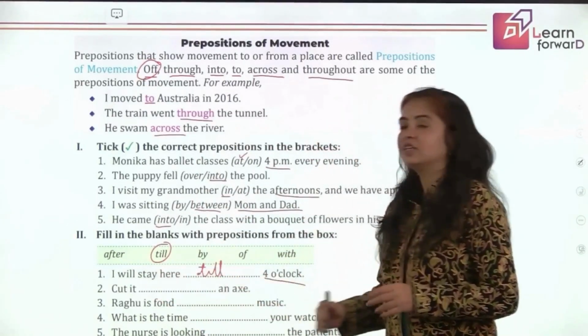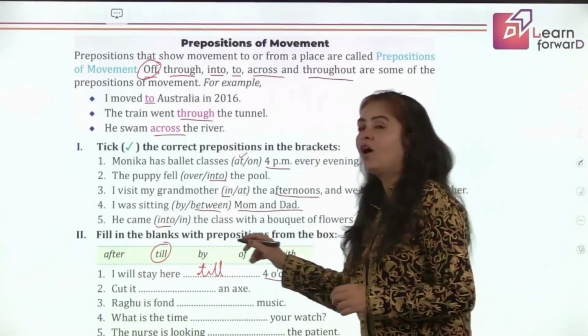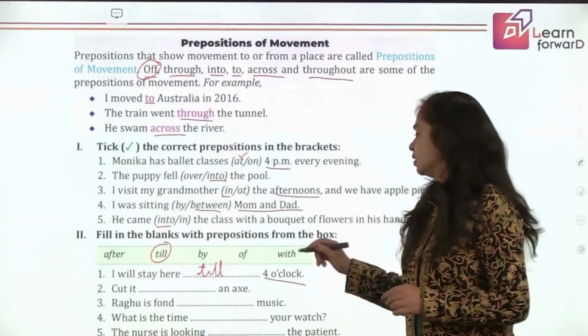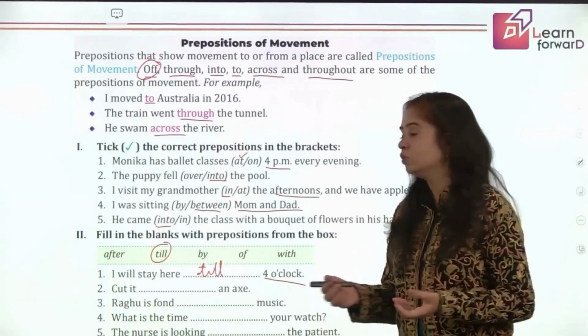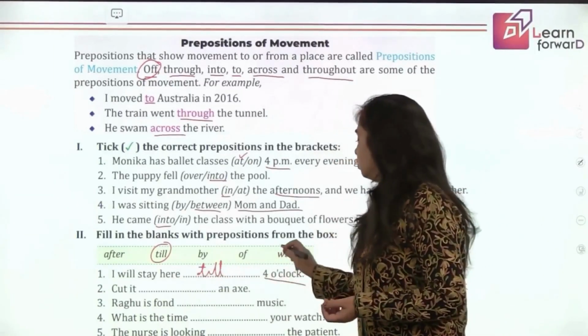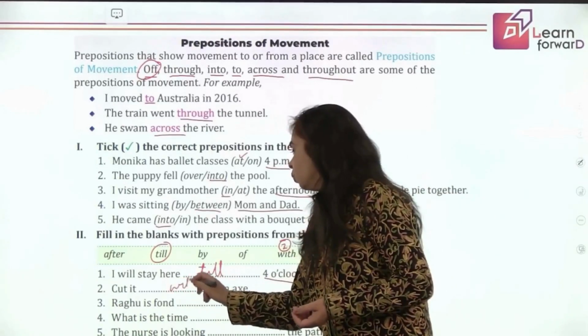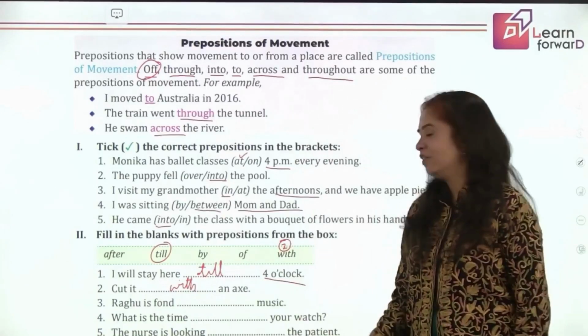Cut it, dash an X. So this is no, not by. By we use when we talk about some person. With is telling you the source, like what are you using to do that action. So cut it with an X. So it will be with. Yes. Raghu is fond. Very good.